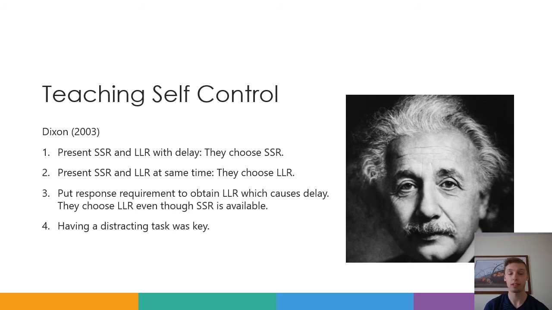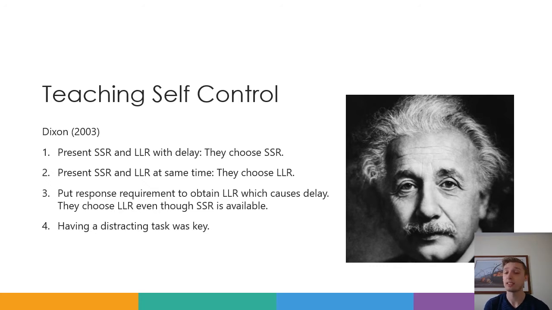So after that, a response requirement was put on to obtain the larger later reinforcer, with gradually increasing time to obtain it and the response effort required. And the shaping allowed the individual to now choose the larger later even as the delay increased and increased and increased, regardless of whether the smaller sooner reinforcer was available all the time.